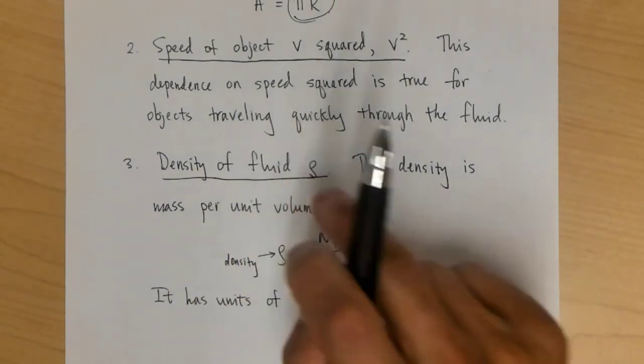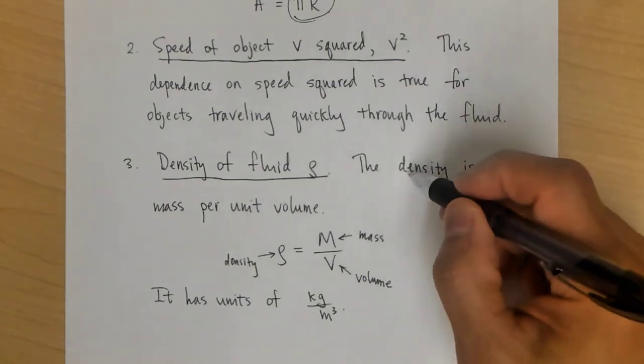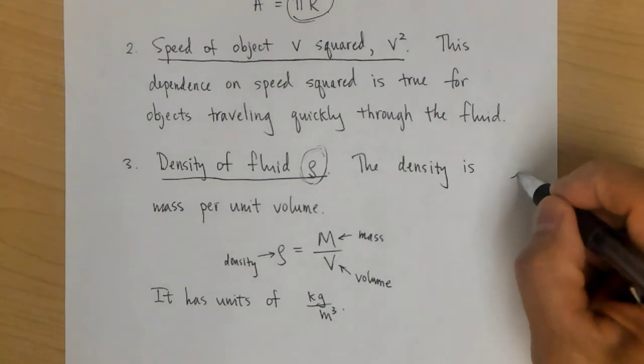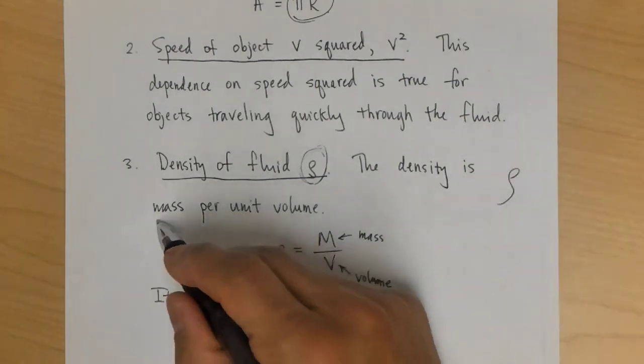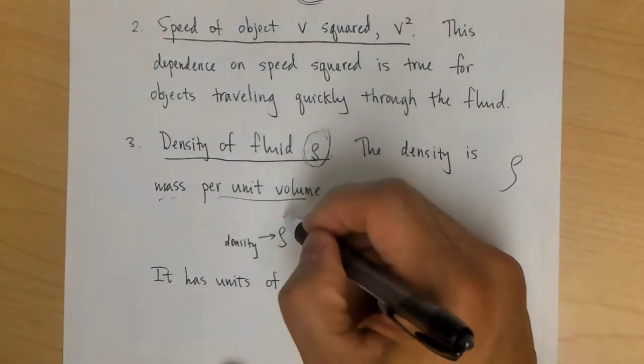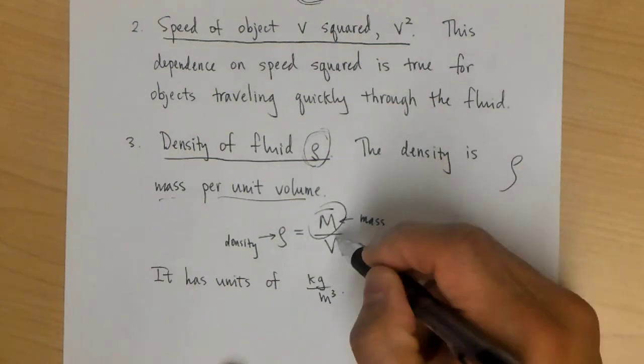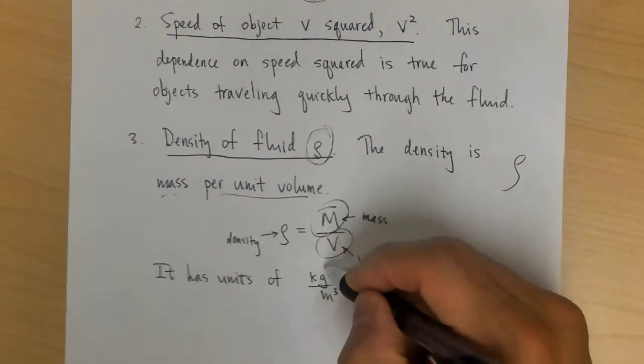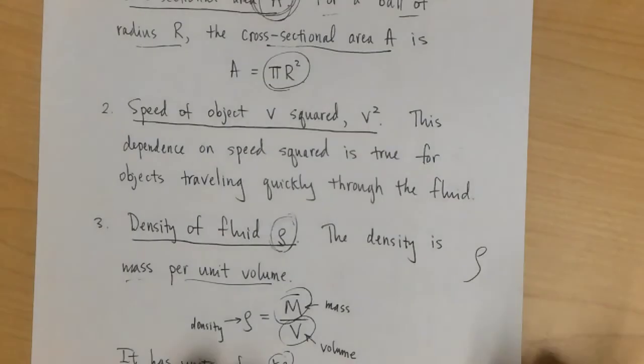Then it should also be proportional to the density of the fluid, which we call rho, this small Greek letter rho. The density is the mass per unit volume. So density rho is the mass of the fluid divided by the total volume of the fluid, and it has units of kilograms per meter cubed.